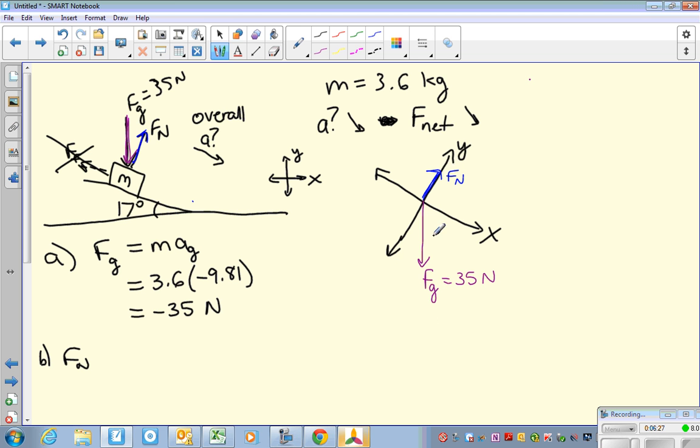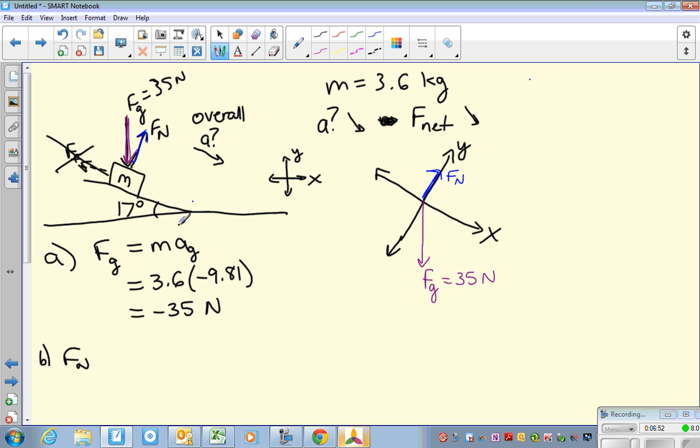So now, if you notice, the normal force is perfectly on the y-axis. The gravity force is not. In order to break this up into components, we need to know the angle it's making with the x or the y-axis. If you really want to understand why this is, I can explain it to you at another point in time. And I did explain it in class.